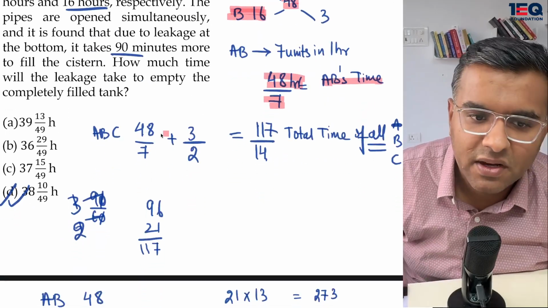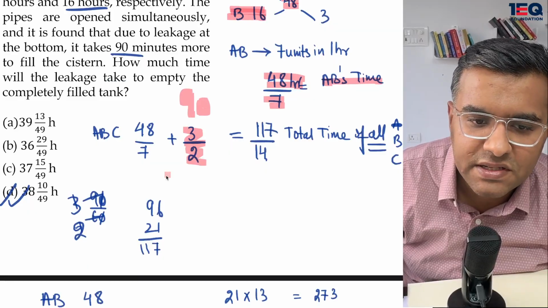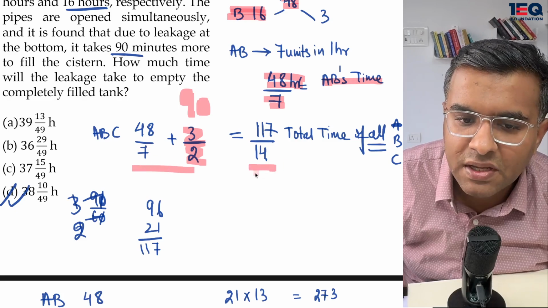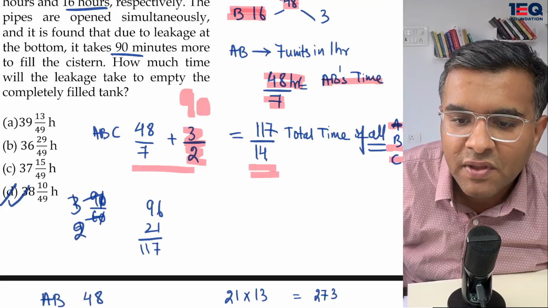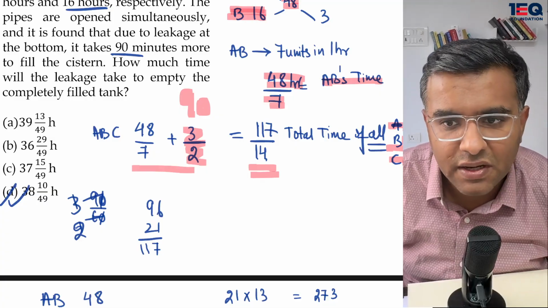Then a leakage developed which took 90 minutes extra. This 90 minutes extra was added up with the total time, which brings me a total time of 117 upon 14 for all A, B, and C, where A is doing a positive work, B is also doing a positive work, and C is doing a negative work.